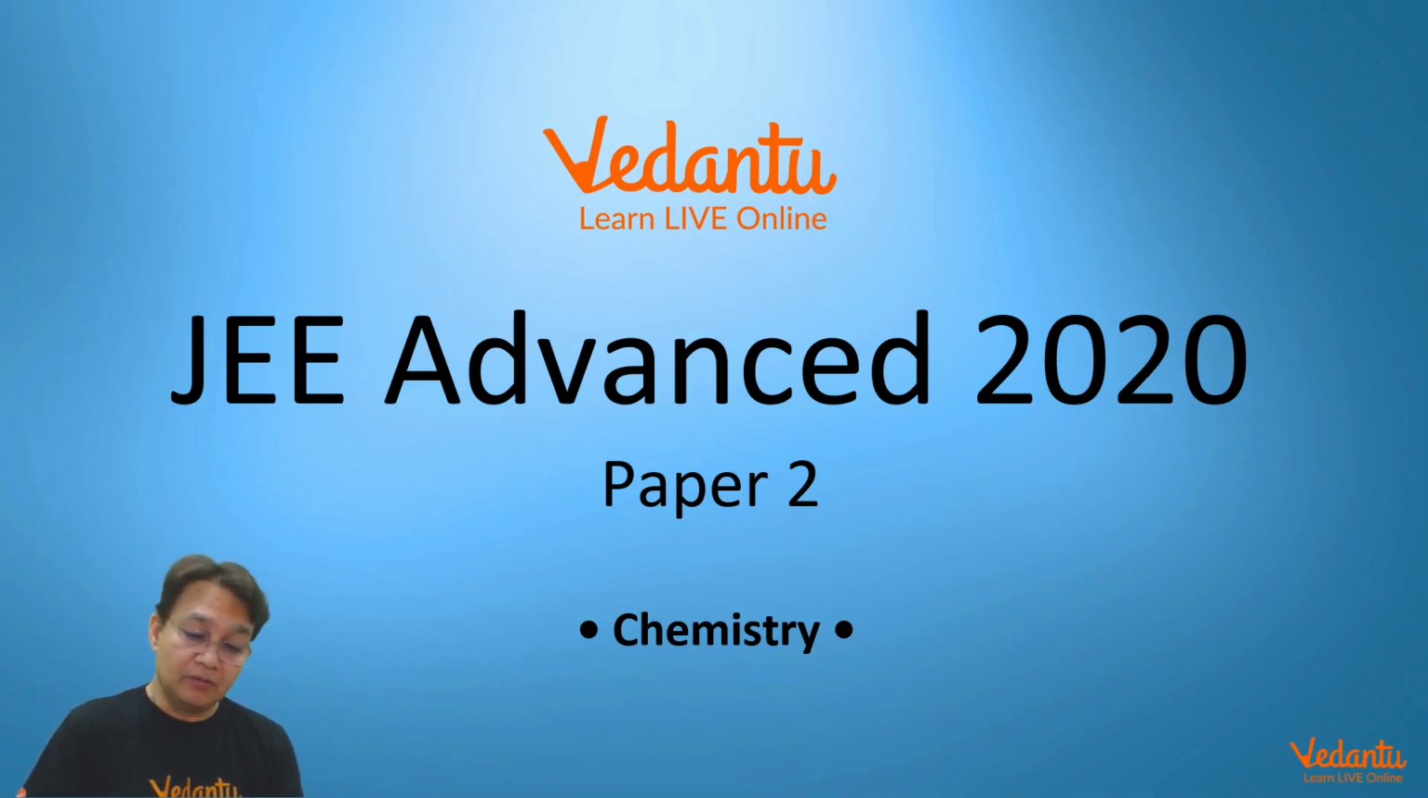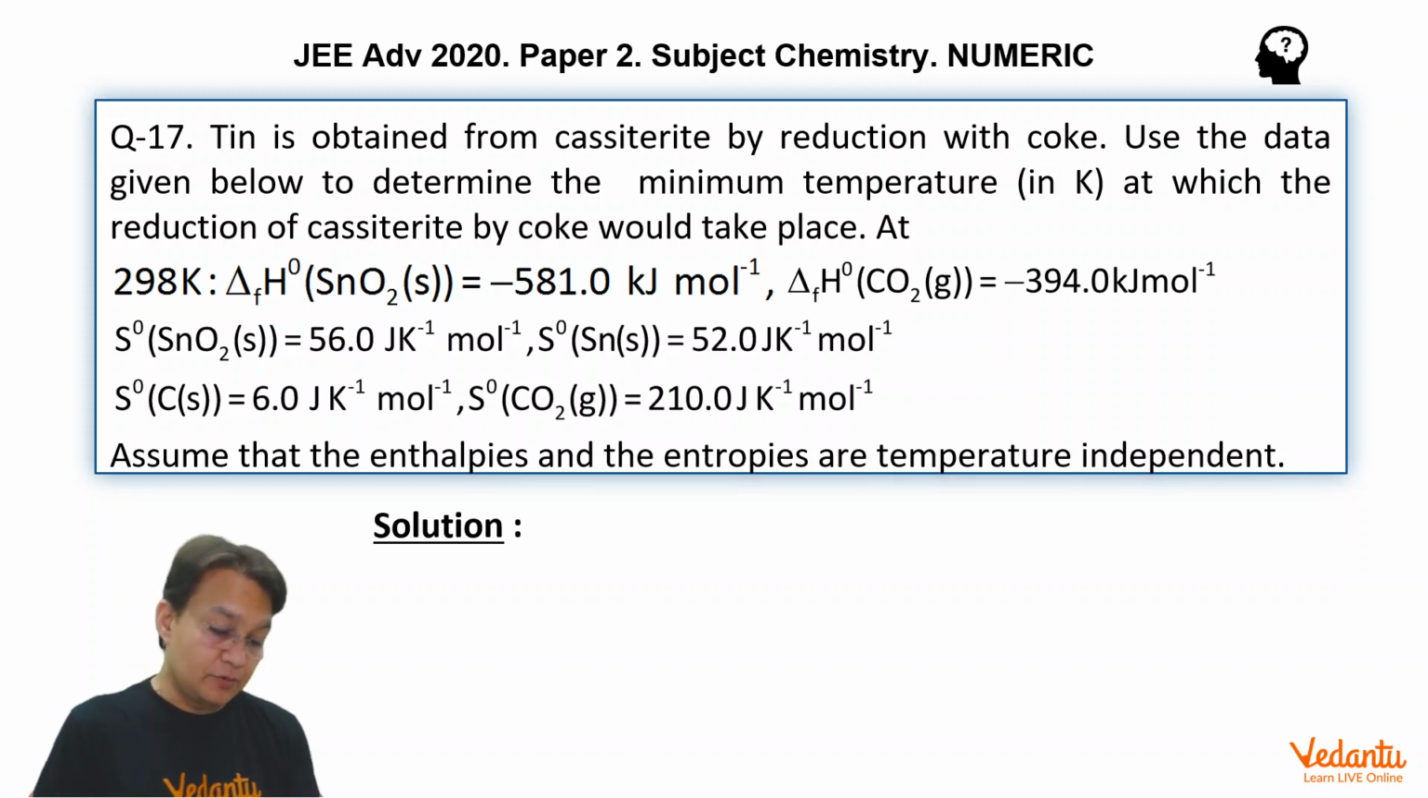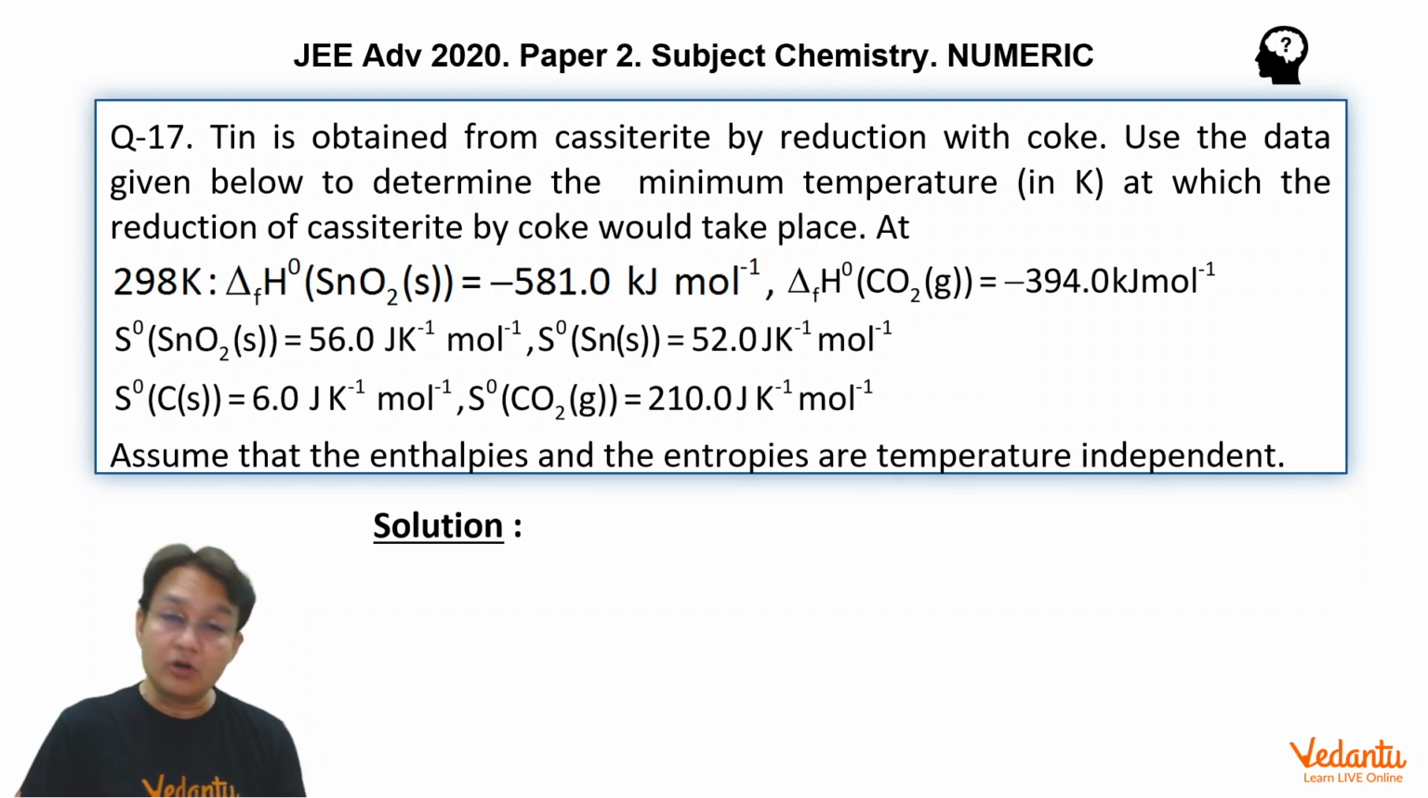So let us see this problem. This is question number 17, numeric type, which has been asked in Paper 2. If you go through this problem, tin is getting reduced by coke and some data is given. And it has been asked at what temperature the reduction of cassiterite by coke would take place.